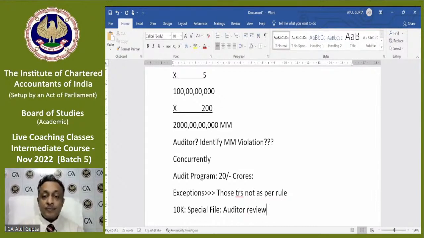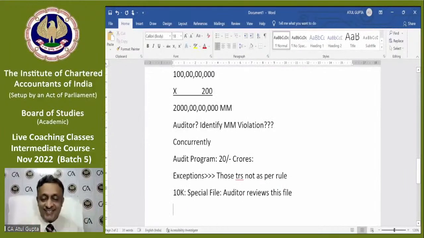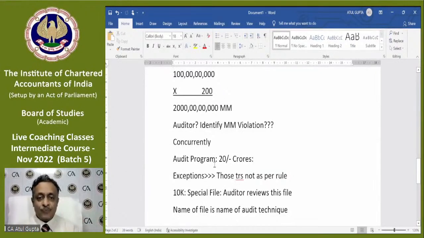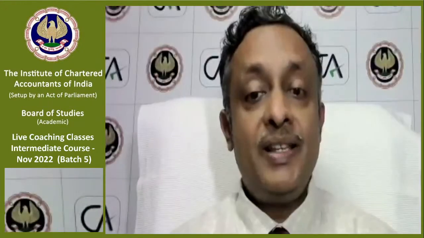The auditor reviews this file, and now the last part: the name of the file is the name of the audit technique. Now let us read the name of the technique. I'll come back to this again. If you don't understand, please put it in the chat. We'll learn this again. The name of the file is the name of the audit technique. Let us see what is the name of the audit technique.